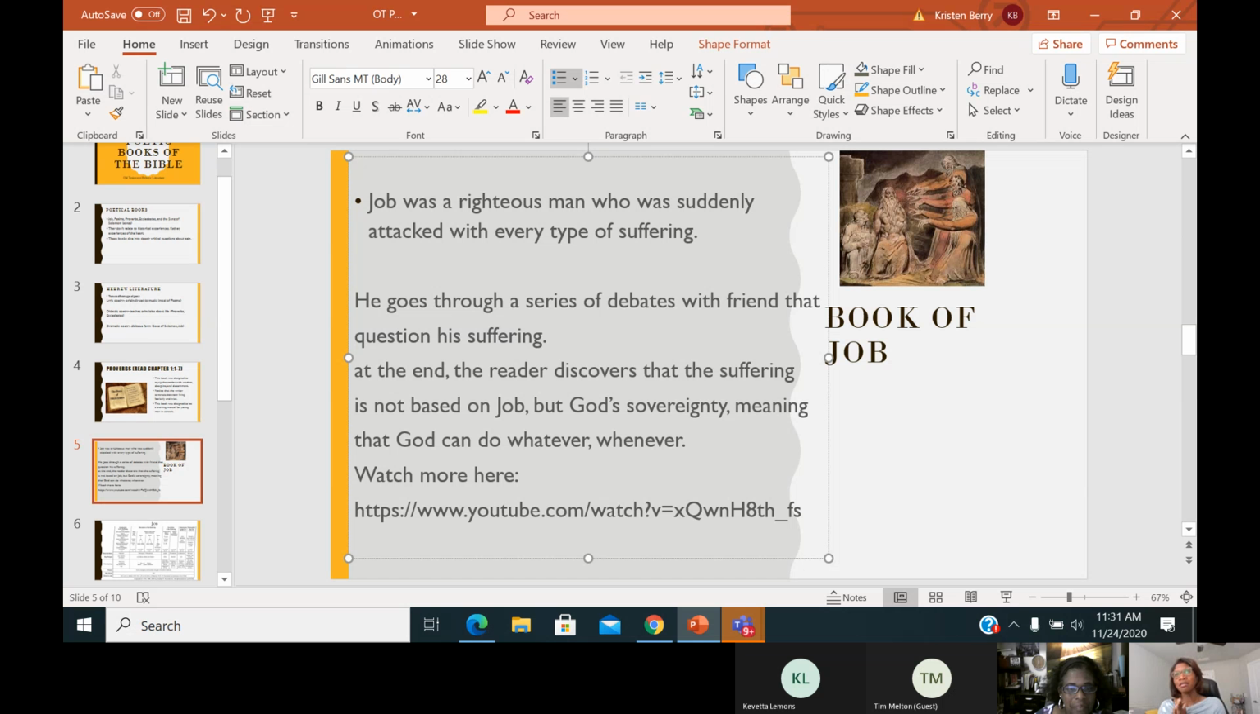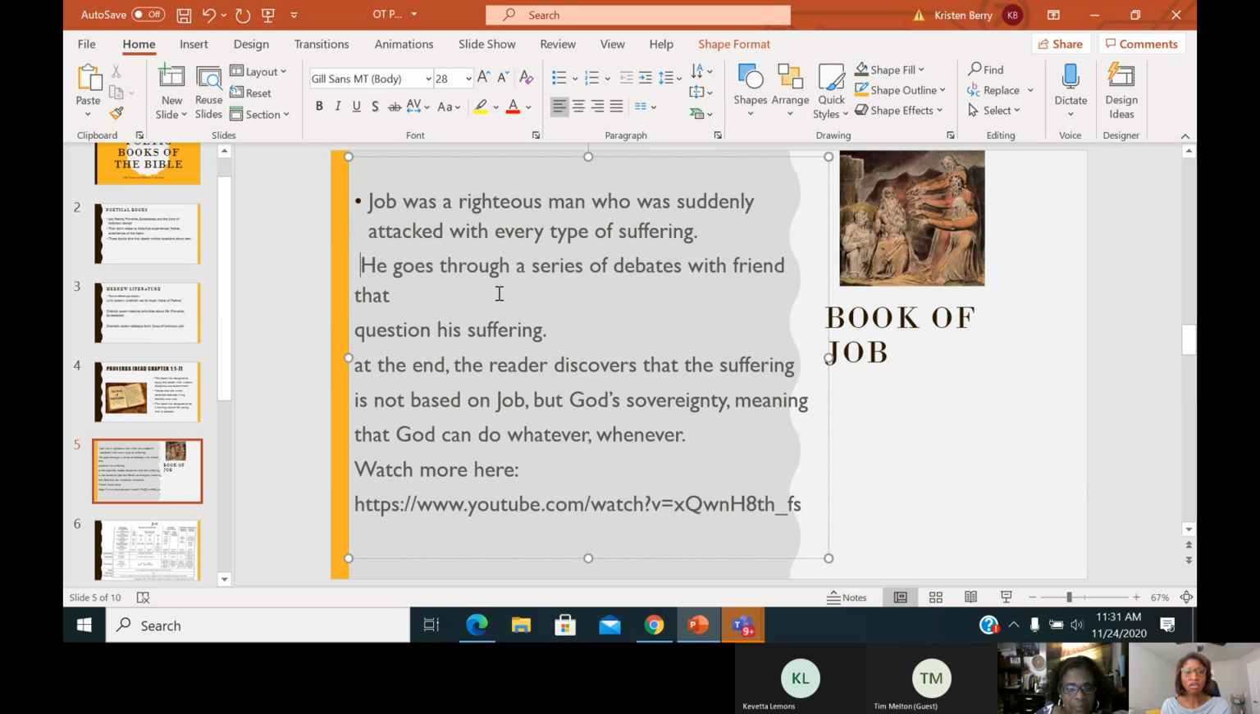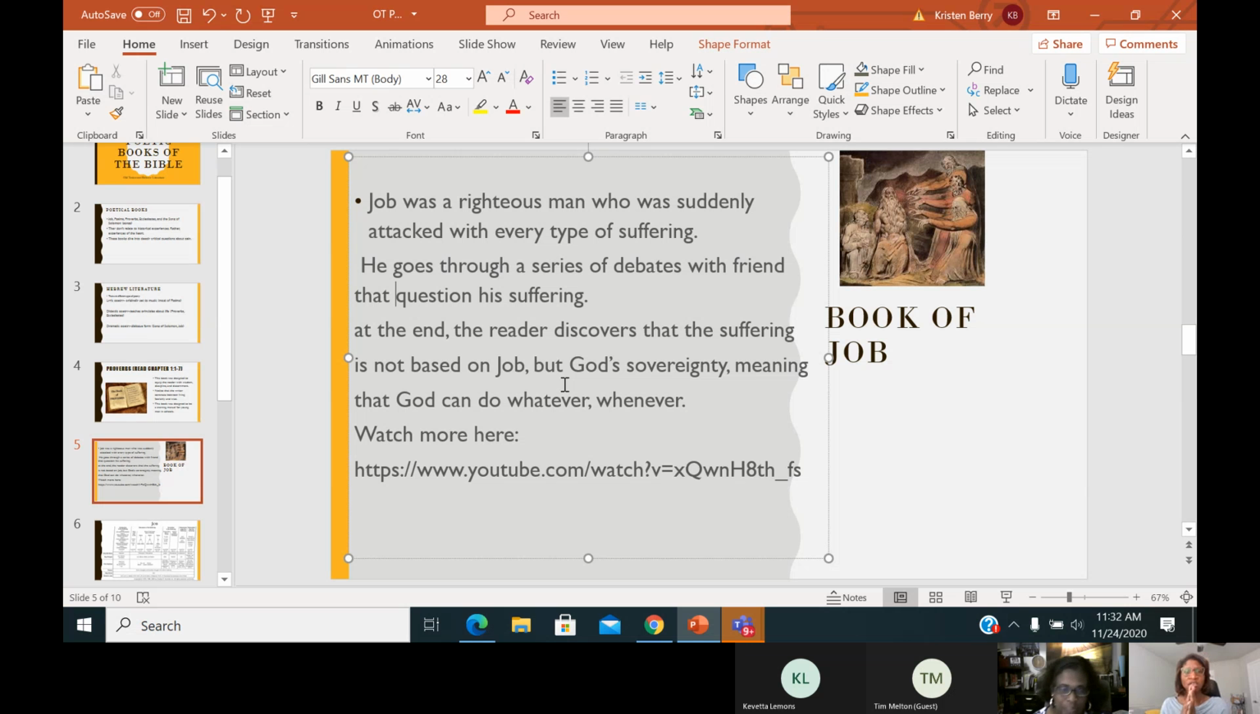suffering. And sometimes for us as humans, we would say, well, that's just so unjust. Why would this happen? He lost his kids. He lost his house. He just lost everything. But throughout the book of Job, Job goes through a series of discussions or debates with his friends. And his friends are questioning, well, why did this happen to you? You must have done something wrong. Well, tell me what you did.